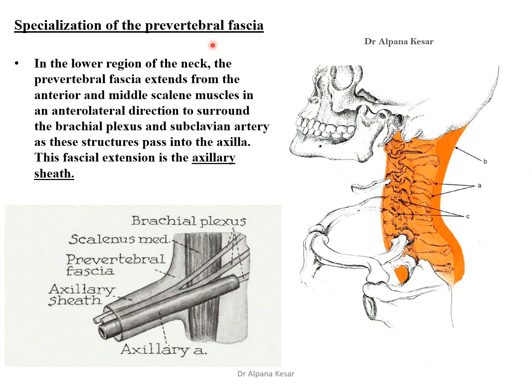Specialization of prevertebral fascia. As the brachial plexus and the subclavian artery pass from the neck into the axilla, an extension of prevertebral fascia forms a sheath around these structures and passes along with them in the axilla. This sheath in the axilla around these structures is called axillary sheath. So axillary sheath is an extension of prevertebral fascia.